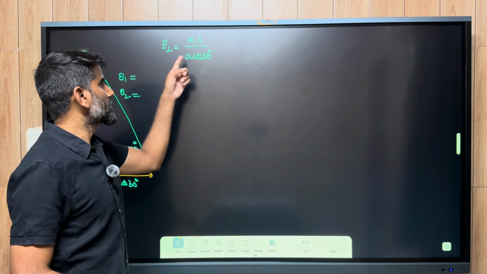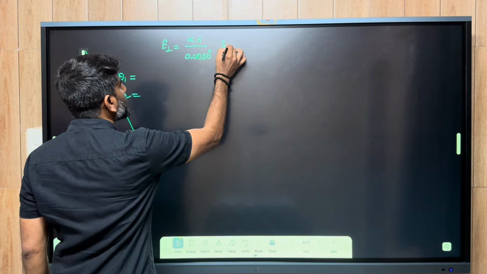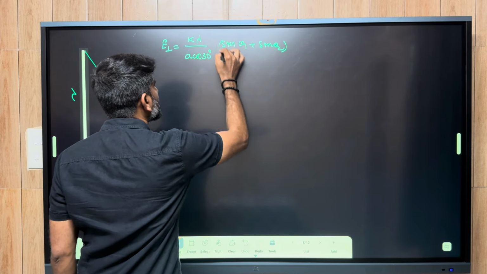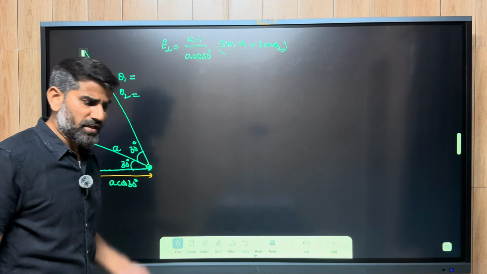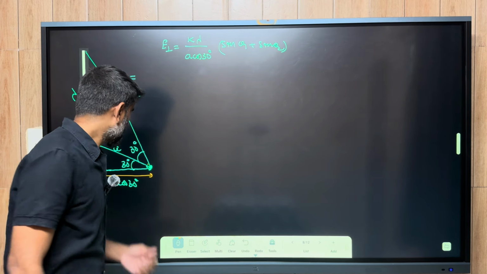Already, that is what is there in the formulas: sine theta 1 plus sine theta 2, right? Instead of going below, let's say this time I'm going above.